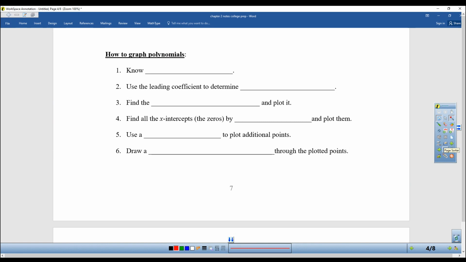Okay, so here we go. We're going to start making some graphs. First, know your shape. We made a little chart at the beginning of the lesson. Use the leading coefficient to determine end behavior. Remember that if it's positive, it's going to end up, and if it's negative, it's going to end down. Find the y-intercept. It is just too darn easy to find the y-intercept, so take just 1 second and do it. You just have to plug in 0, and you're going to get a number.